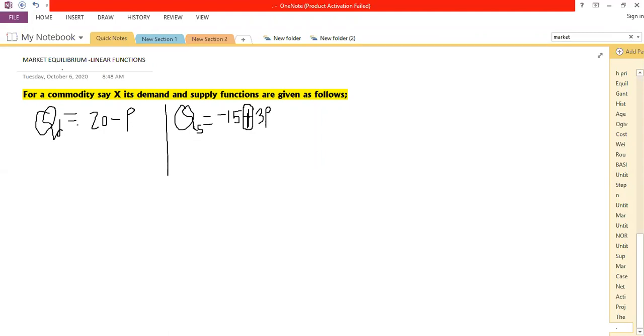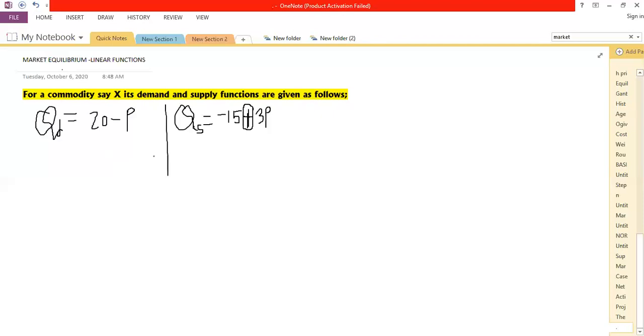I repeat, demand and price are supposed to be negatively related. Supply and price are supposed to be positively related. So if given these two functions and you're asked to identify which one represents what, for the demand, a negative relationship should be portrayed between the two variables, quantity and price. For the supply, there should be a positive relationship between the quantity and the price.